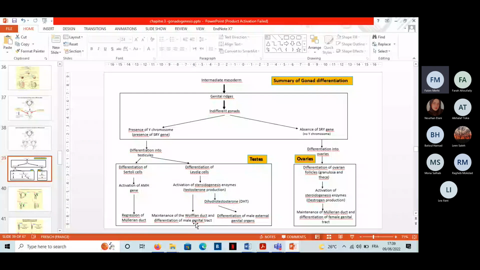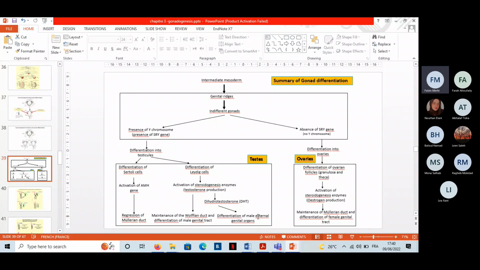which will lead to the differentiation of the male genital tract, of the epididymis, the vas deferens, the seminal vesicles. And some of the testosterone produced will be converted to dihydrotestosterone, which is another androgen necessary for the development of the external genitalia in the male, like the penis and the scrotum, and is also important for the development of the urethra and of the prostate gland.